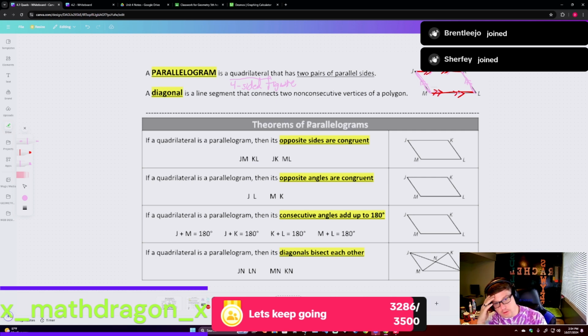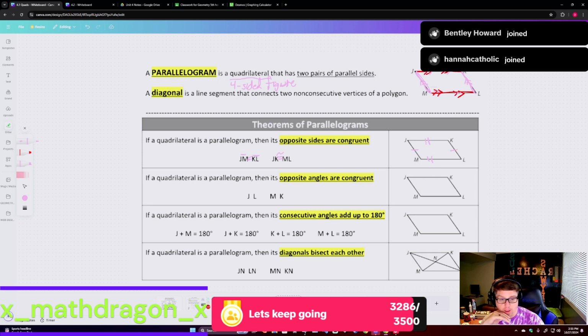So, theorems of parallelograms. If a quadrilateral is a parallelogram, then its opposite sides are congruent. So segment JM and segment KL are congruent. JK and ML are congruent as well.